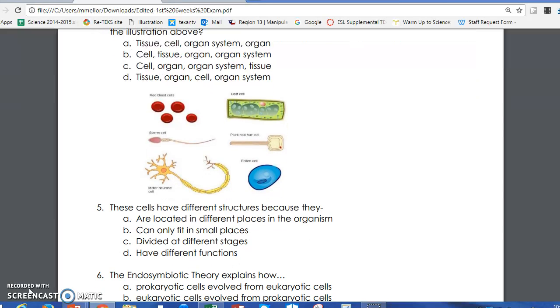Number 5. These cells have different structures because they A. Are located in different places in the organism, B. Can only fit in small places, C. Divided at different stages, or D. Have different functions.